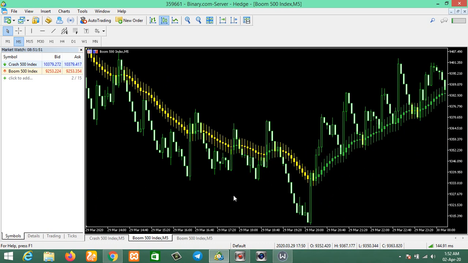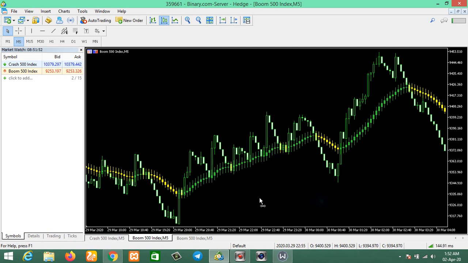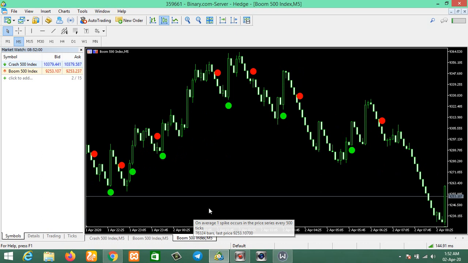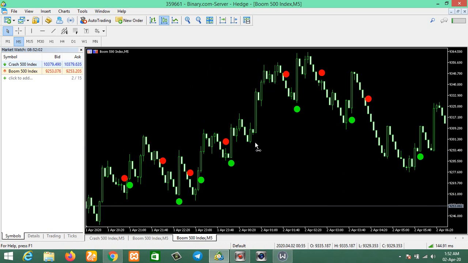So let's go to the second one lined up for us here, the second indicator, and how we can use that as well to trade and make profit. So this is the second indicator right here. How do we use this to trade? Now this is very simple.